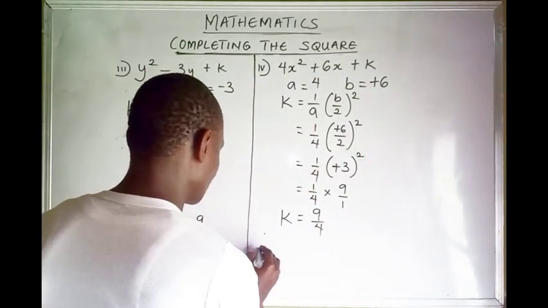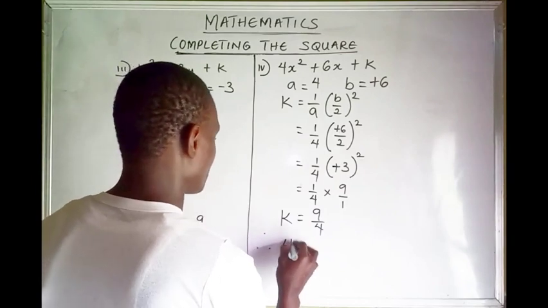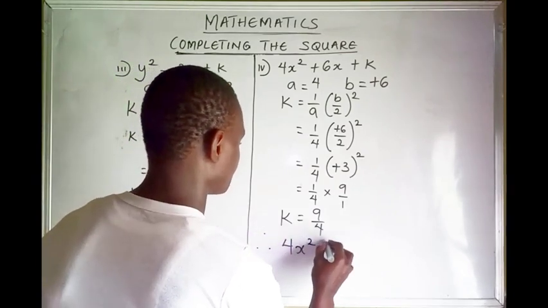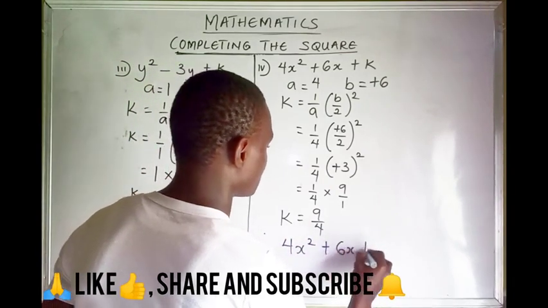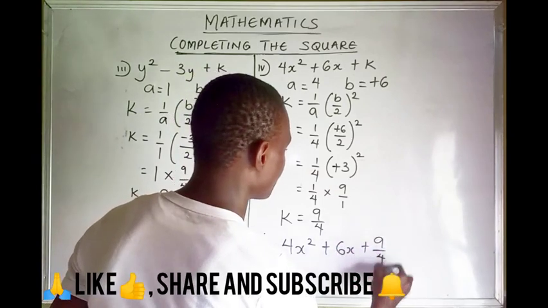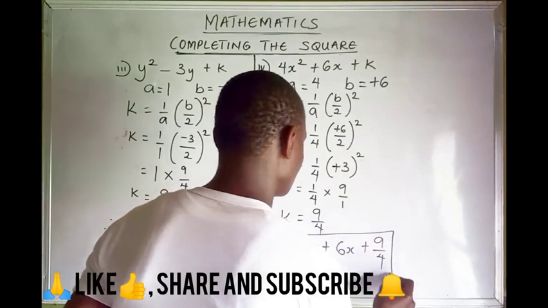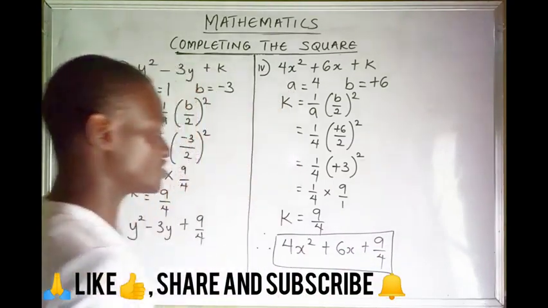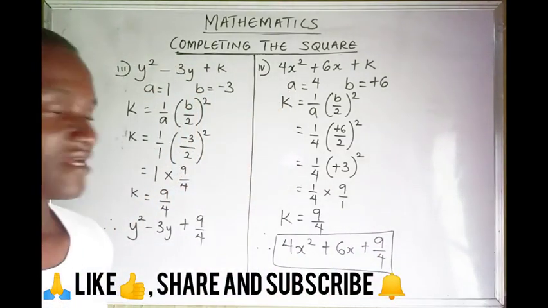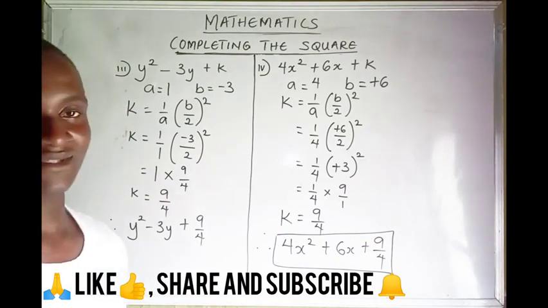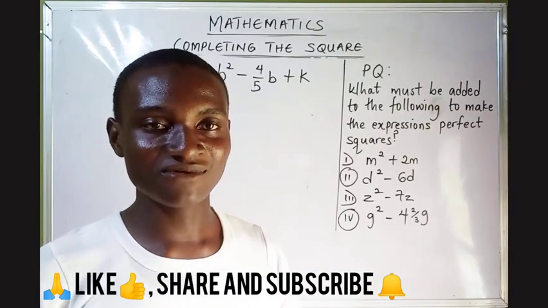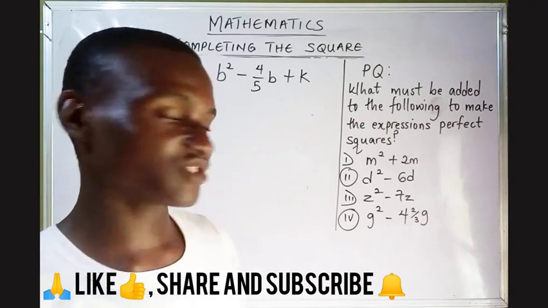Now let us do that. We have 4x squared plus 6x plus 9 over 4. What have we done? We have simply added the number that will make that expression a perfect square. And this is how you do this part. Let us apply this same model to solve the last question.